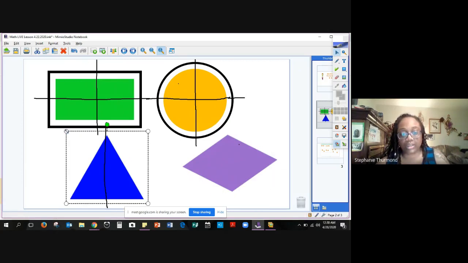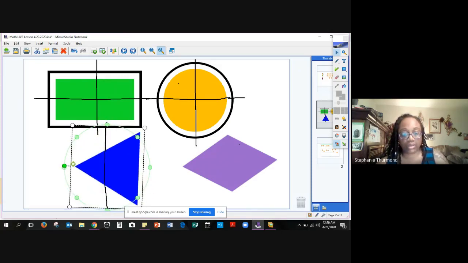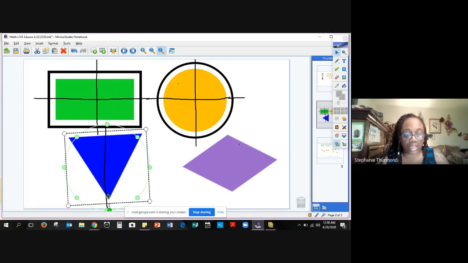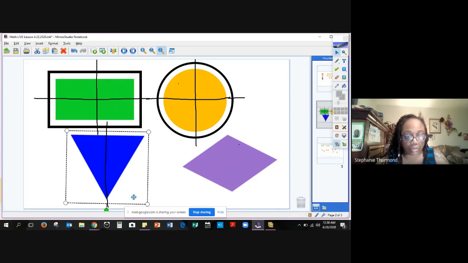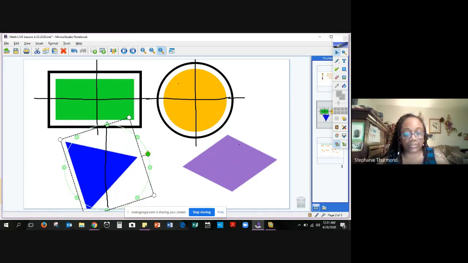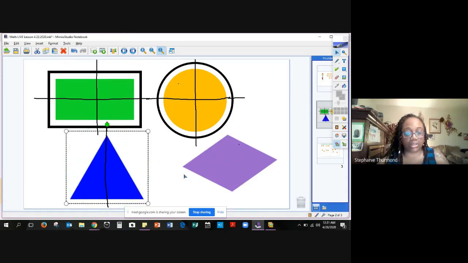Same thing goes for my triangle. If I were to position my triangle here, it's still a triangle. Now my line that partitioned it is not equal, so I'll have to move that back. But no matter how I position my triangle, if I position it upside down, my halves are still equal now that my triangle is upside down. But this only works for the triangle if it is upside down or right side up.